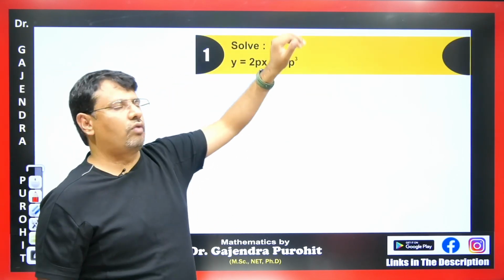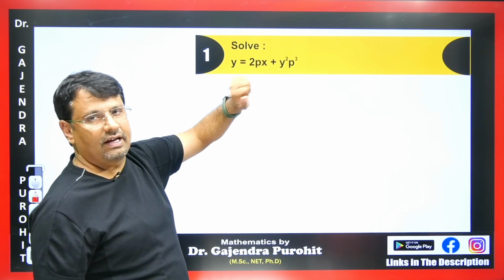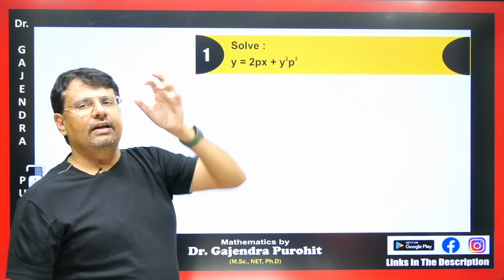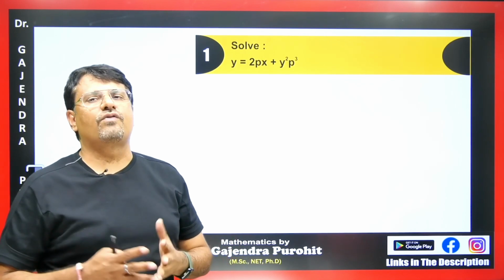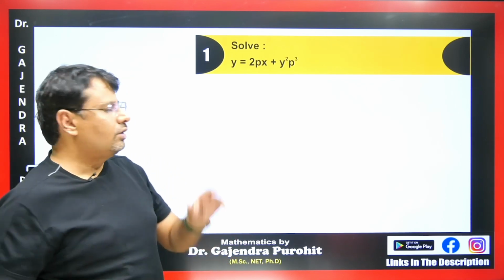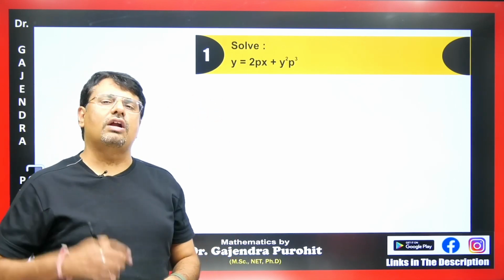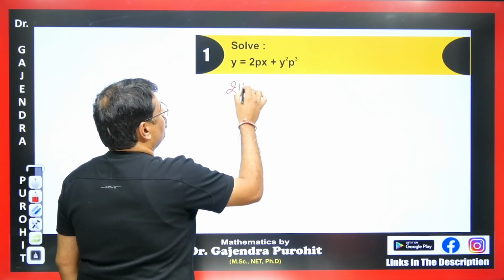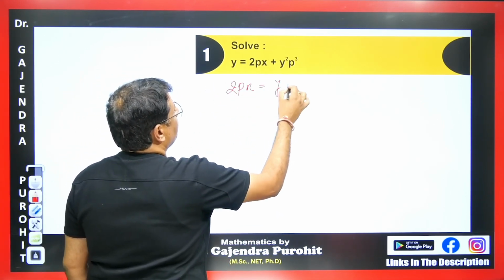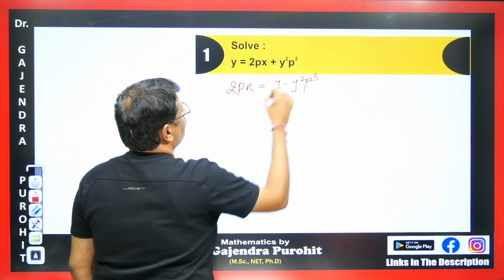Now you would ask, how can we know if this is solvable for x or y? Because x is appearing once and y is appearing twice. Since x is appearing once, we can write x as a function of y and p. Therefore, this will be solvable for x. Let's see how we will solve it. I will write this as 2px is equal to y minus y square into p cube.